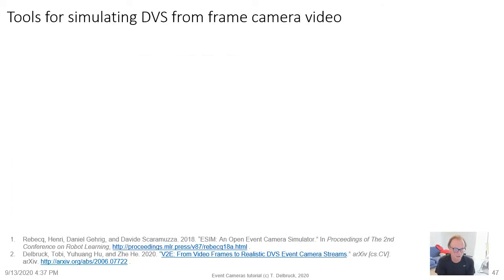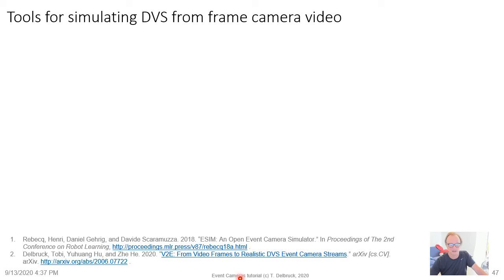Okay. Actually, in the last few years, there's been the development of a lot of tools for simulating DVS from frame camera video. And this is useful because now you need data. To retrain your deep neural networks, you need lots of data. And this data is hard to come by, because everybody who's tried to collect a data set knows that it's a lot of hard work. So wouldn't it be cool if you could reuse all these frame camera data sets for event camera vision?